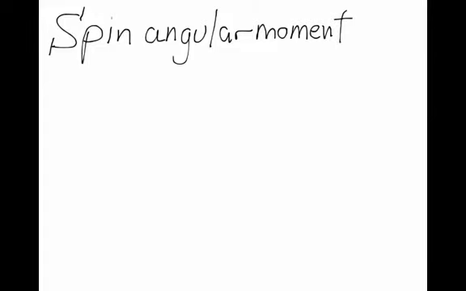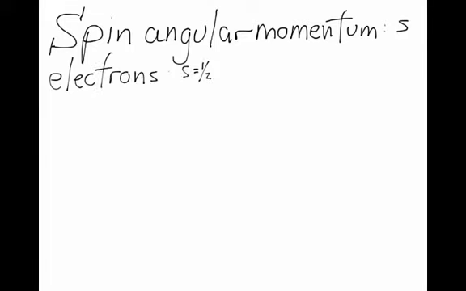Alright, now we got to deal with spin. So let's talk about this thing called spin angular momentum, and it's got the symbol S. And specifically electrons like Clarissa and Juan, they are objects with a spin angular momentum quantum number of 1/2.